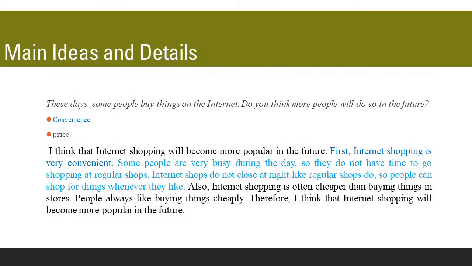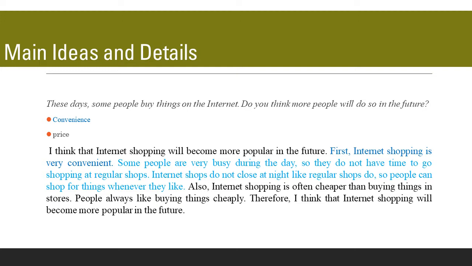Let's get an idea of what I'm talking about. Again, back to the one about internet shopping. We looked at the question. The question was, these days, some people buy things on the internet. Do you think more people will do so in the future? When we were writing this one, we decided on 2 ideas that we were going to use for support. First one was going to be convenience. The second one was price. Now here I've highlighted in blue all the points about convenience.